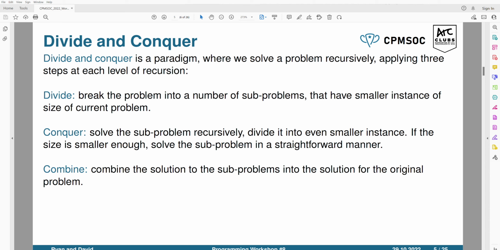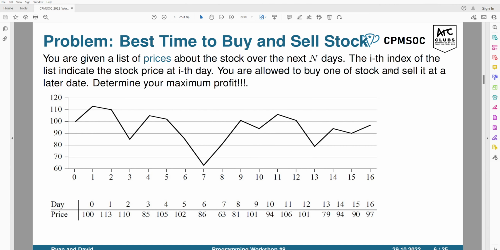With those three steps in mind, let us proceed to the next problem, which requires a bit of knowledge of stock. Actually, it doesn't. So, okay, the problem: best time to buy and sell stock. Some of you might be familiar. You are given a list of prices of a stock over the next n days, and you are allowed to buy one stock and sell it on a later day. And you want to determine how to get your maximum profit. The question is pretty simple, right?